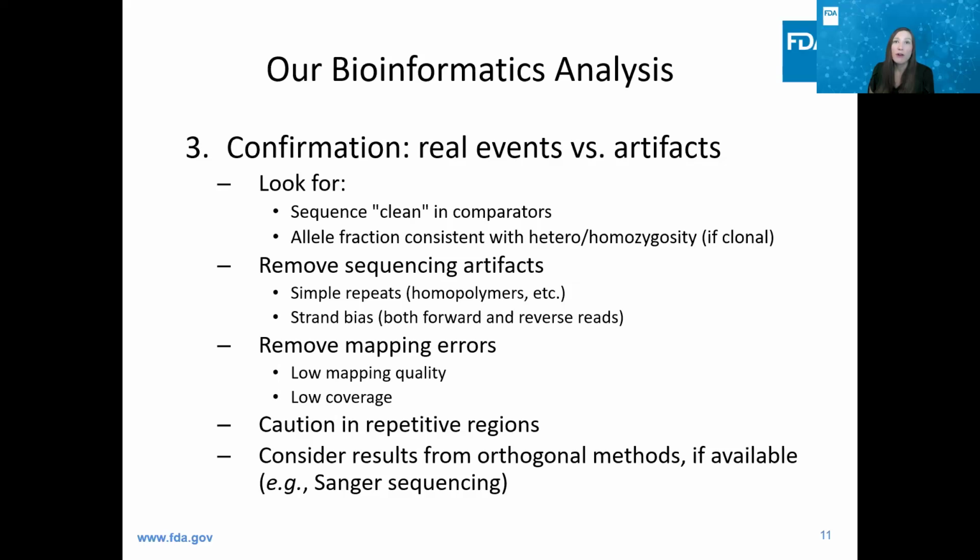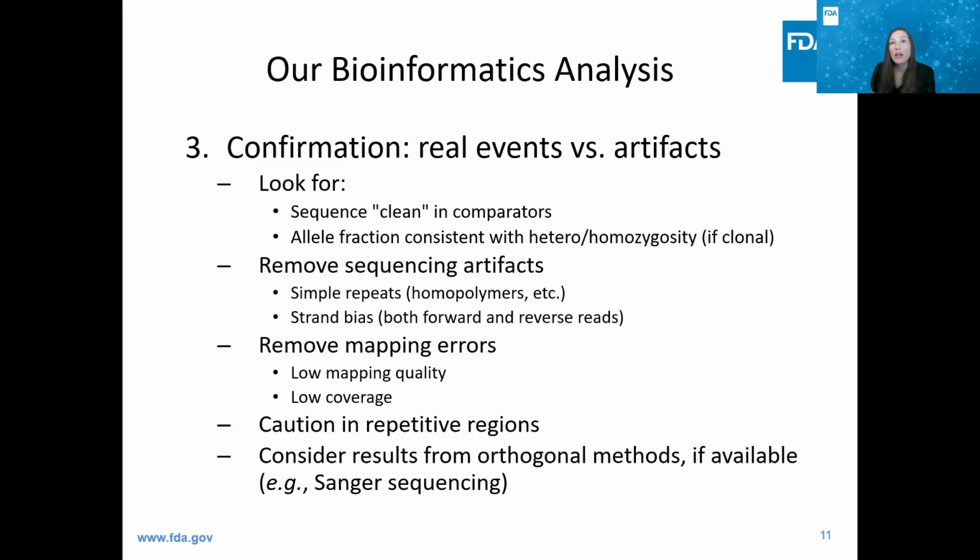The goal of the third step of our analysis is to remove artifactual variants due to technical error during the sequencing or alignment. One step is to visually compare the read alignments to the reference sequence. We look for a clean sequence in the comparators compared to animals with the IGA. We also filter for variants with an allele fraction consistent with the method used to introduce the alteration. In the case of edited cell lines, the variant should be heterozygous or homozygous.